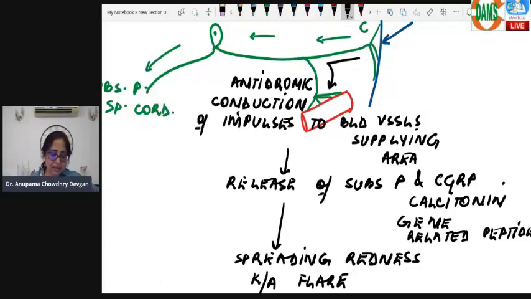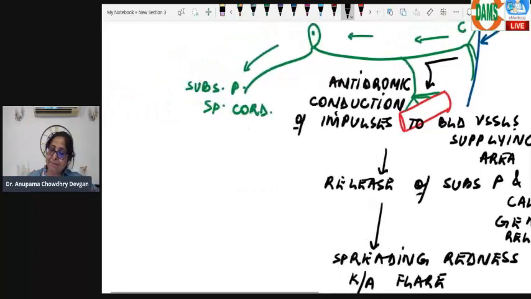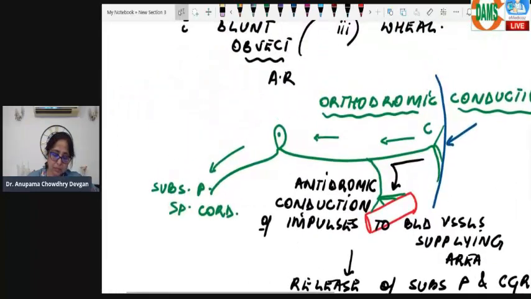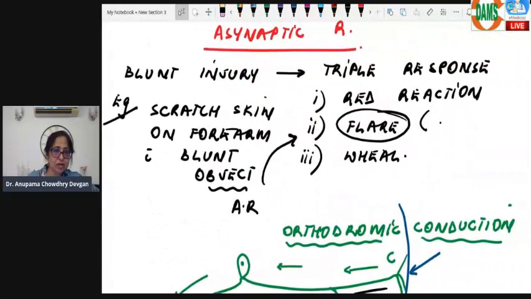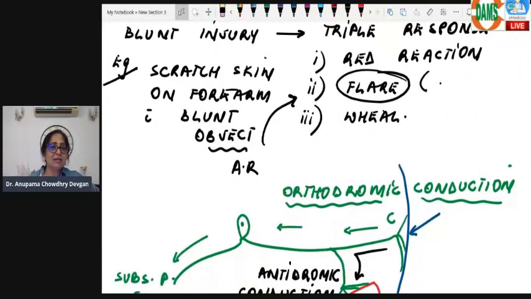So this is your antidromic conduction of impulses to the blood vessels supplying the area, responsible for the flare response. Let us look at the triple response once again. What is the triple response due to? It consists of three reactions: a red reaction, a flare, and a wheal. A scratch by a blunt object will cause the triple response. If you take a key and scratch the forearm, you will be able to see all three reactions. Or if you have long nails and scratch someone, you will see the triple response.